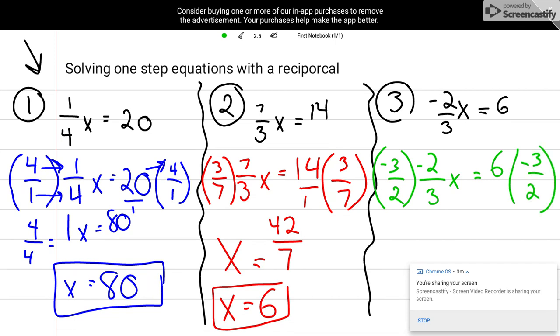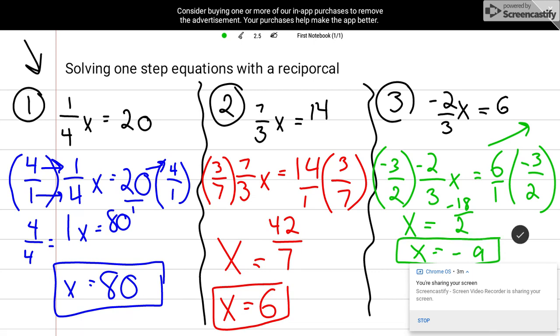So when we multiply a negative by a negative, we get a positive. So I'm left with just x equals, again, 6 is over that 1. 6 times -3 gives me -18. And then 1 times 2 gives me 2. And I can reduce this. -18 divided by 2 is going to give me a -9. So x equals -9. If we were to have a problem where both sides were negative, then the negatives would cancel out and my answer would be positive.